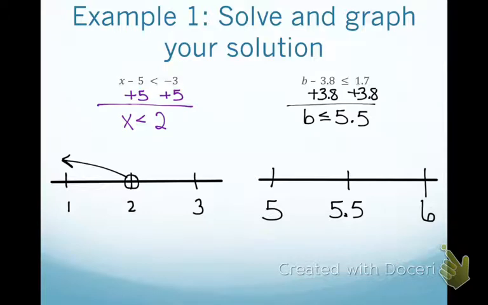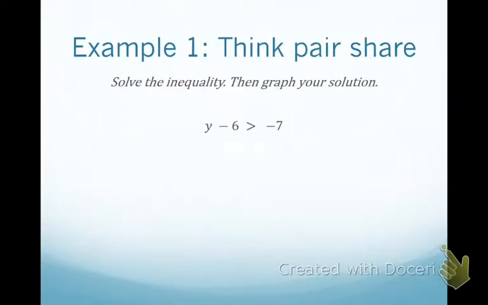And what do you think, open dot or closed? Hopefully you're thinking closed dot because of the equal to bar underneath the sign. So because it's an equal to bar, this is going to be a closed dot. And again, b is less than or equal to positive 5.5, so my arrow goes to the left. All right, so now I want you guys to solve this next one and compare your answers.